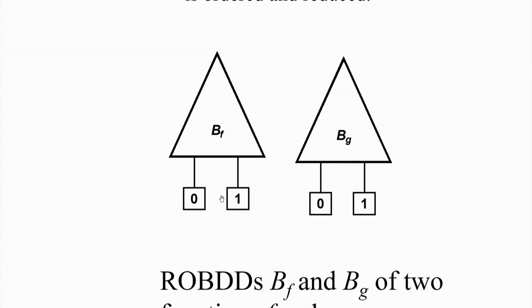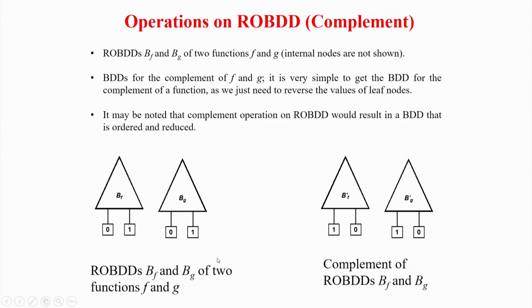So if I just take this BDD F and just reverse the values, these are two BDDs. I take the two BDDs, BDD F and BDD G. Now I will do some operations on them, because BDD F and BDD G are the two BDDs we will be considering in this lecture to show all the operations.